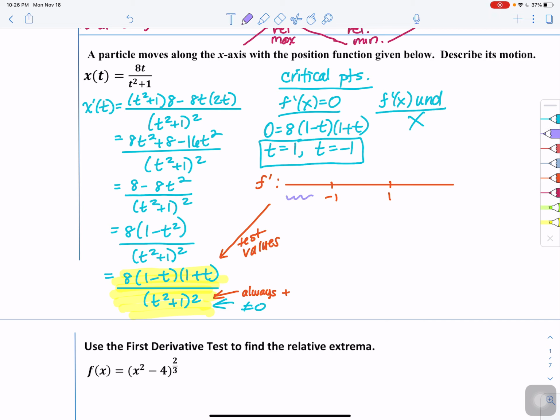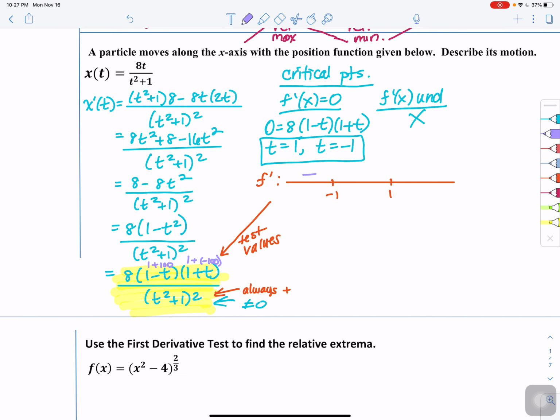Pick a number anywhere you want in here. Let's just use -2. Actually, let's use -100. Why? Because we can. So we're going to put -100 in here. So when you do 1 minus a -100, that's going to be positive. 1 plus a -100, that's going to be negative. So we have a positive times a negative, and that's a negative.